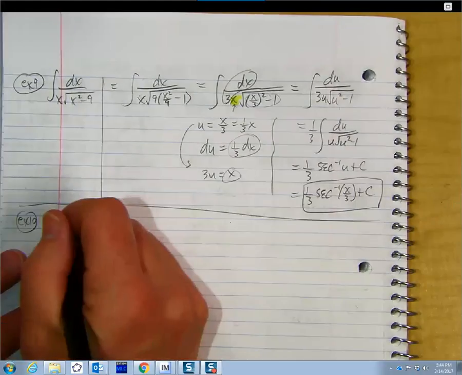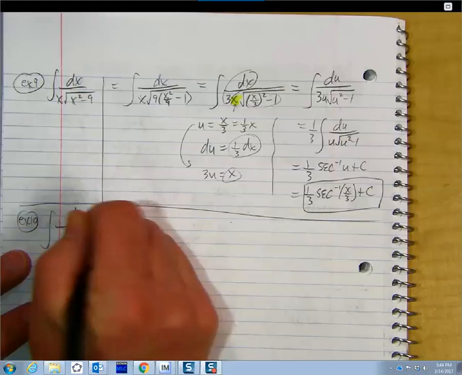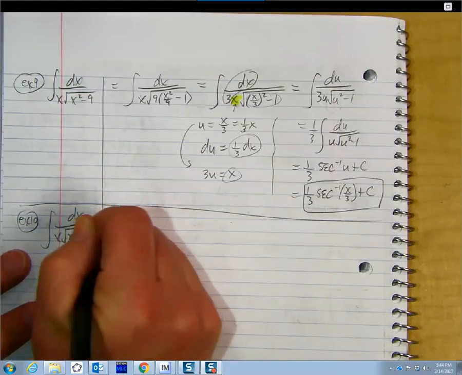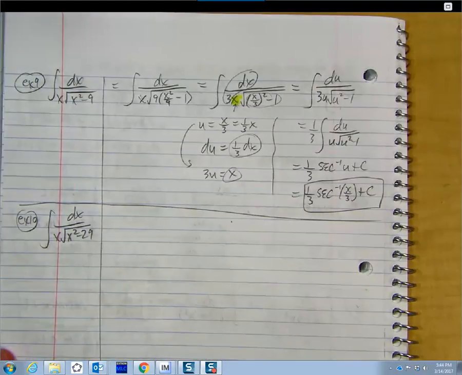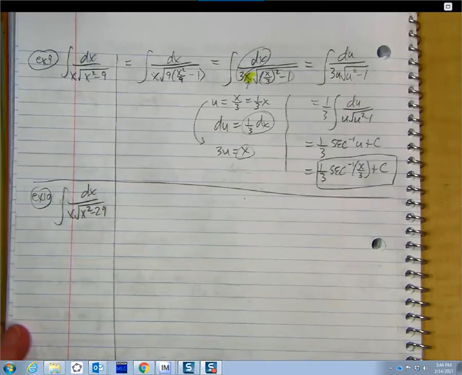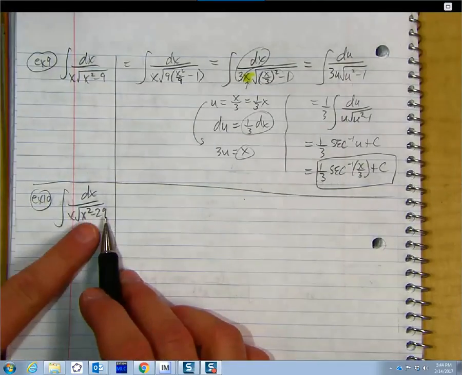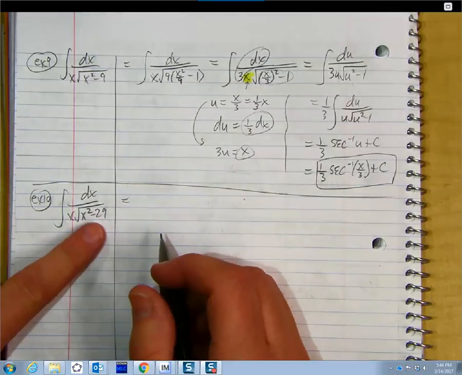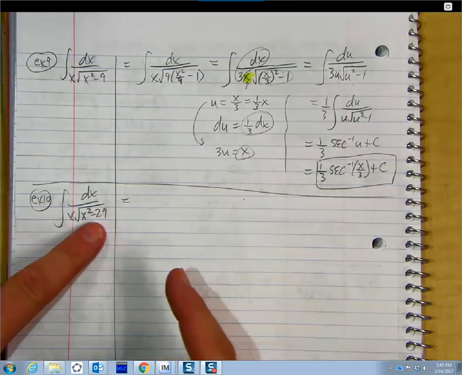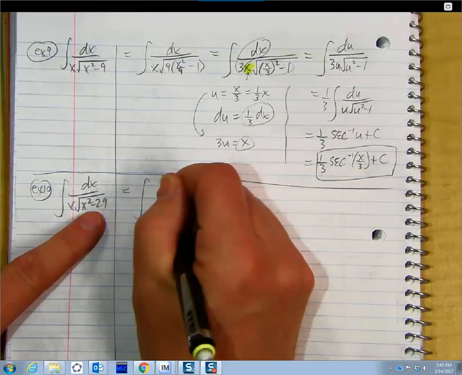Example 10. You think you know what you're doing? And then along comes a 29, not a 5, but 29. Everybody say, ew. I agree. I don't like the 29. But you know what? We dealt with the 7 earlier. We can deal with the 29 right now.